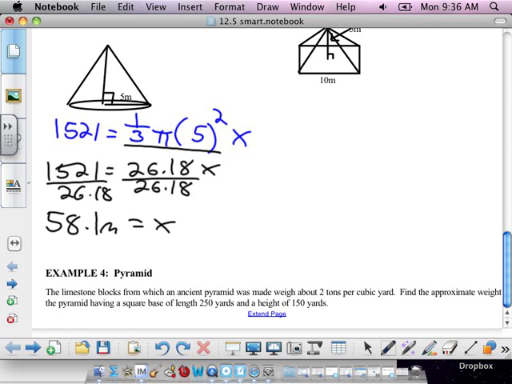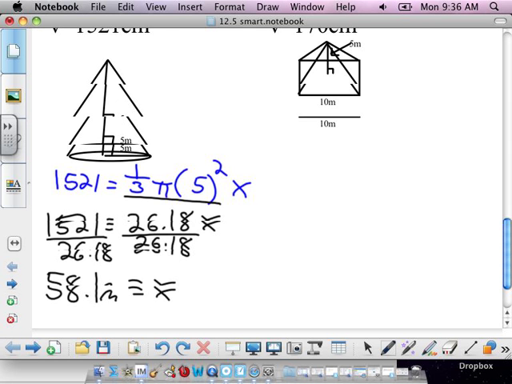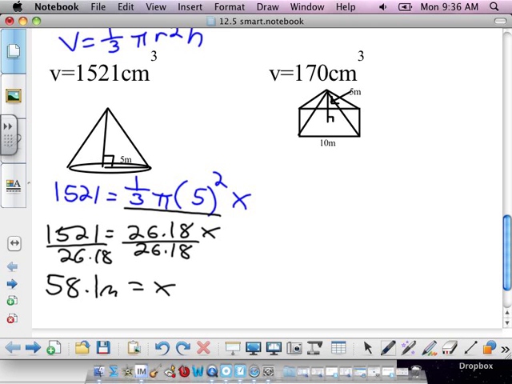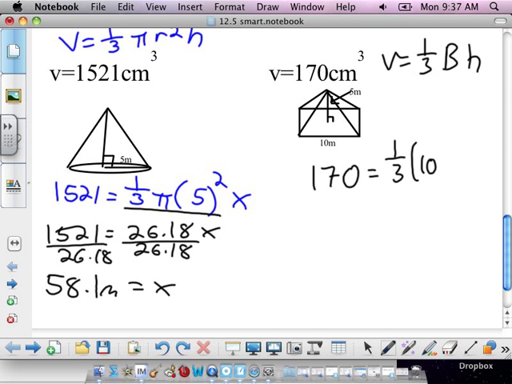Okay, let's look at B. Now, volume for a pyramid is volume equals 1/3 the area of the base times the height. But how do I find the area of the base? It's what? Length times width. So I've got the volume is 170 equals 1/3 times 10 times what? Do we know? Does that look like a square? Does it say they're all the same length? So 10 times x times the height, which is 5.